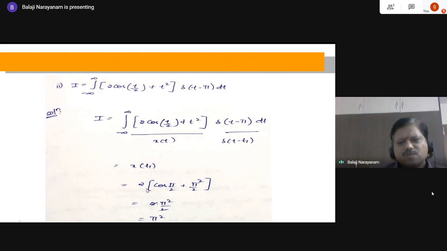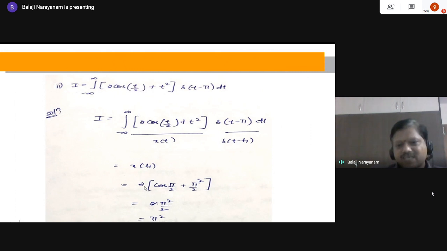So hence you may see this 2 cos pi by 2. Observe that here we have taken 2 as a common factor, hence 2 cos of t by 2 plus t square by 2, if I take 2 as a common factor.